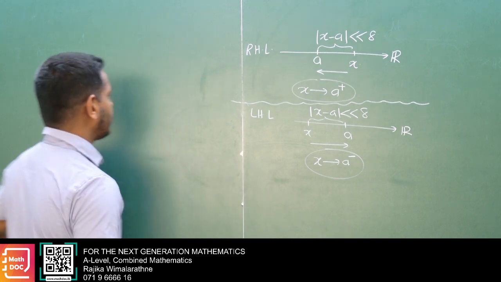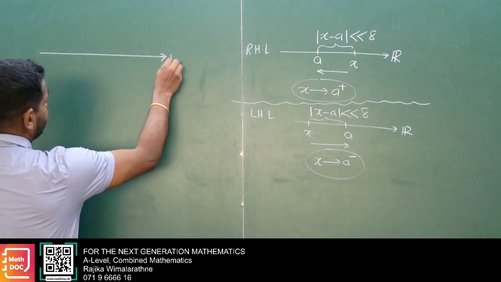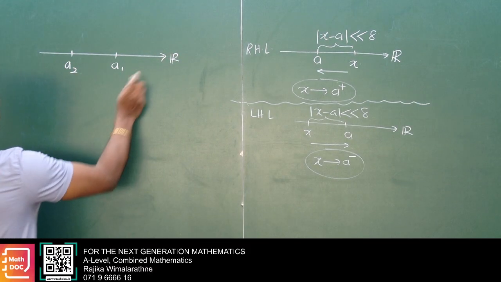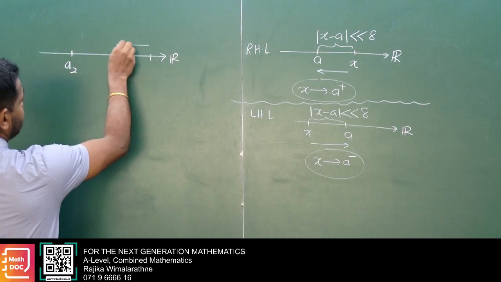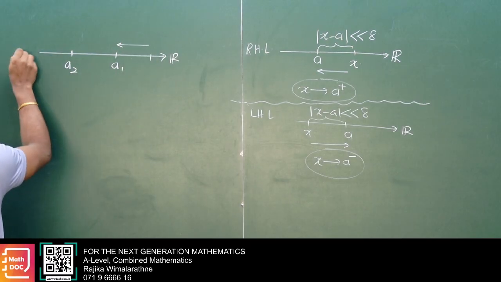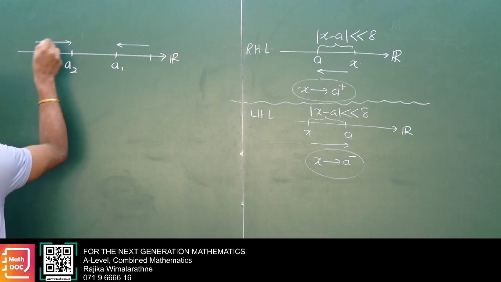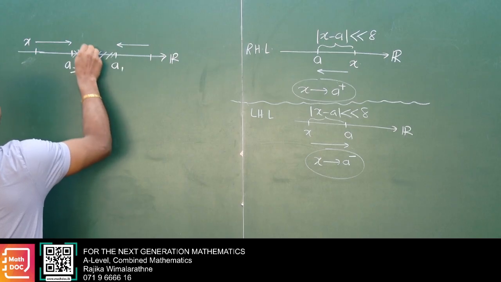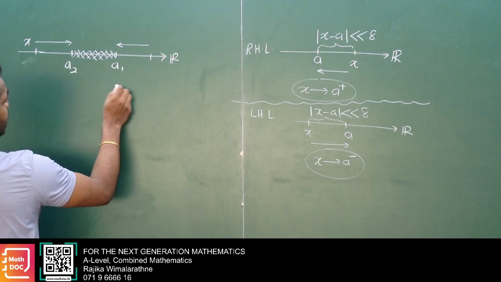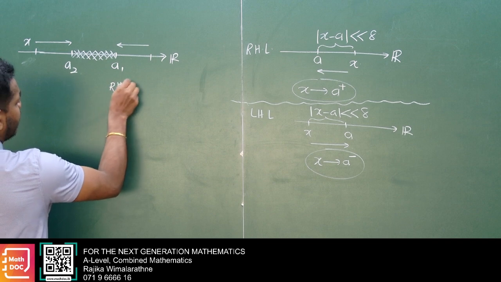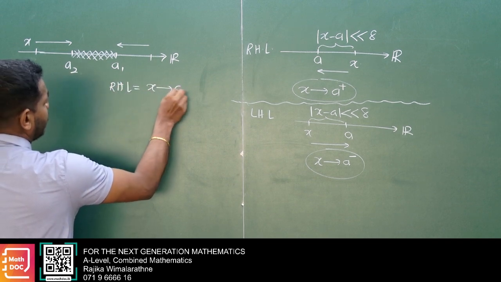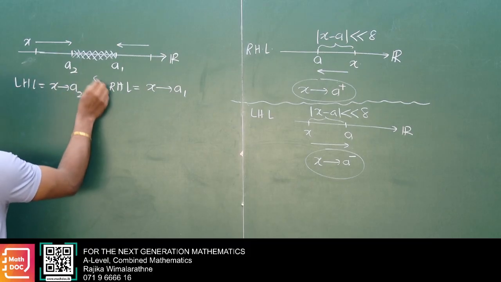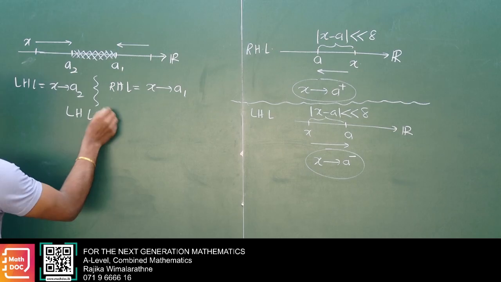Now you consider a real number line, with a1 value and a2 value. The variable x tends to a1 from this side, and the variable x tends to a2 from this way. Here you consider no values between a1 and a2. Therefore here is the right hand limit, x arrow a1, and here the left hand limit, x arrow a2. Now we know left hand limit is not equal to right hand limit, no?